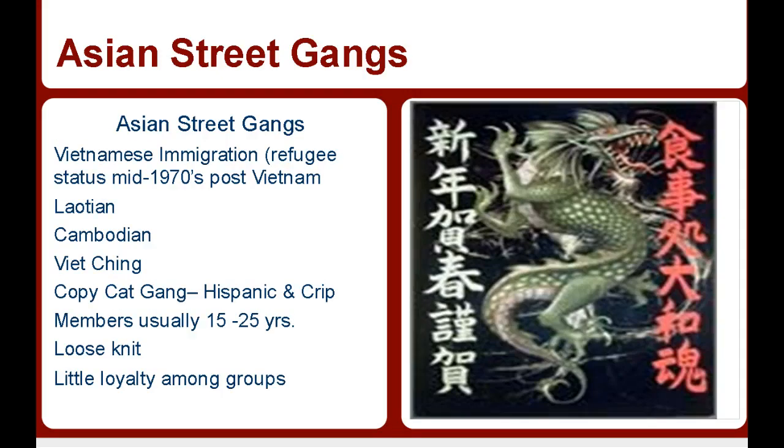You have Asian street gangs. We found, like we do anywhere else, we had a number of different Vietnamese immigrating over here during the mid and post-Vietnam War. You had Laotian, Cambodian, Viet Chinh, which are Chinese that are ethnic Chinese living in Vietnam. They came over in mass. They were refugees that we had to get out of Vietnam when we pulled out of there. And then to protect themselves from other gang members and ethnic groups, they created their own gangs.